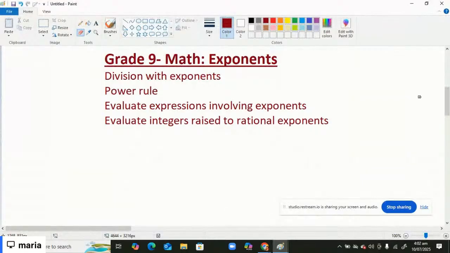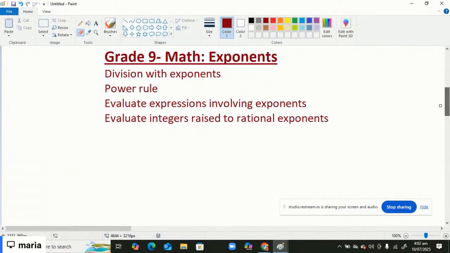So today we are here for grade 9 maths. The chapter we discuss today is exponents. And here is the list of the lessons. The first lesson is division with exponents, then power rule, and evaluating integers raised to rational exponents.